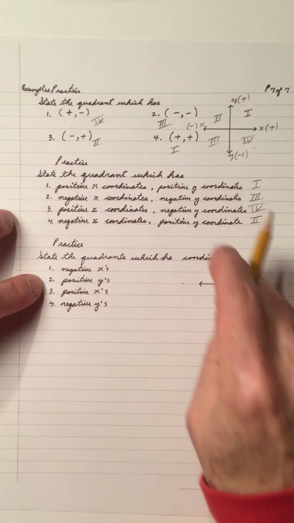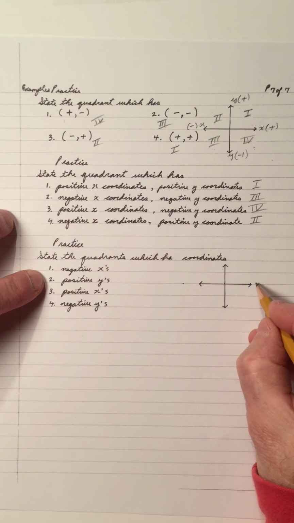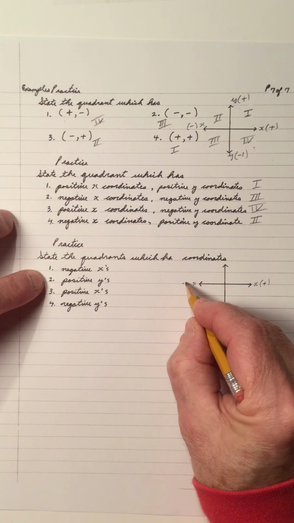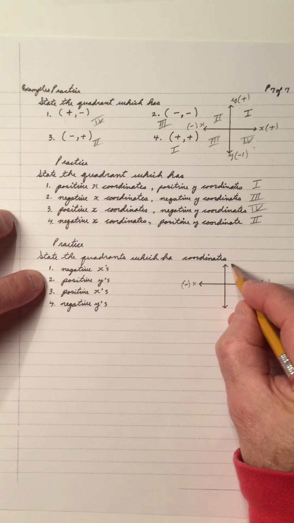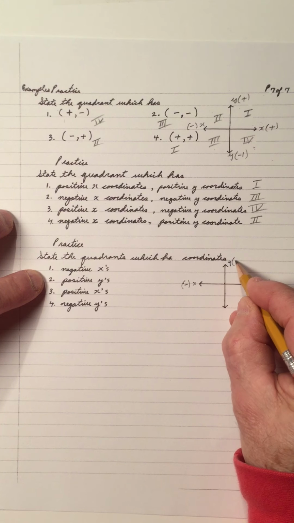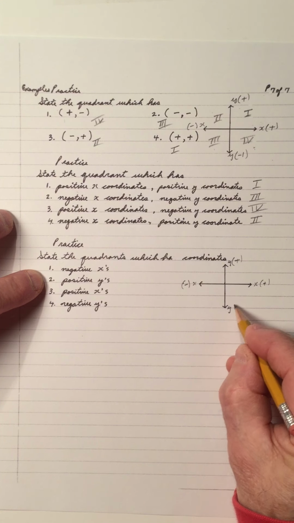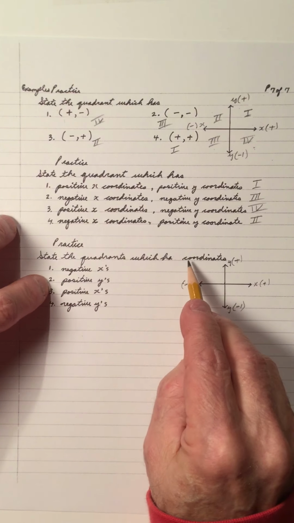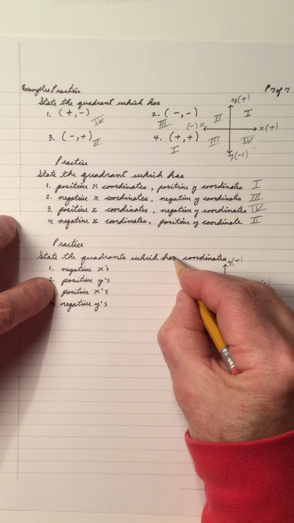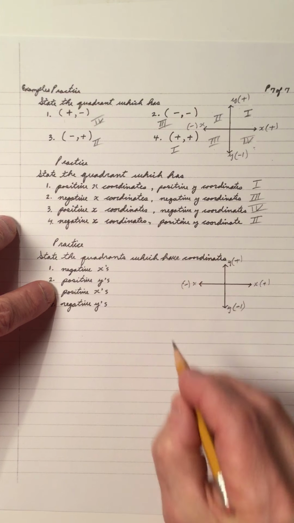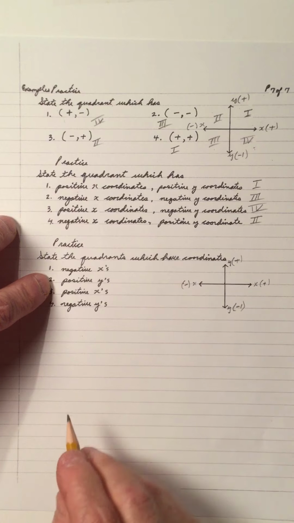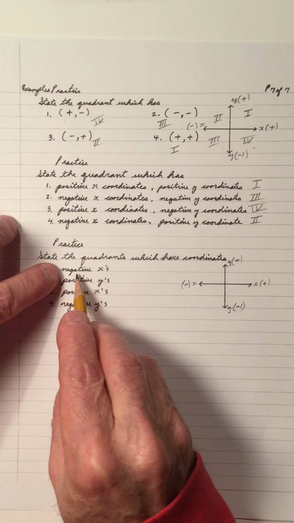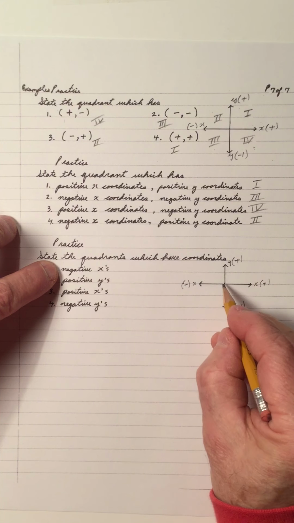And instead of referring up here, I drew this extra grid. So again, X is positive on this side. X is negative on this side. Y is positive on top. Y is negative on the bottom. So state the quadrants which have coordinates. I left the word have after I corrected it, but I forgot to fill it in. Which quadrants have negative X's? So negative X's is on this side.